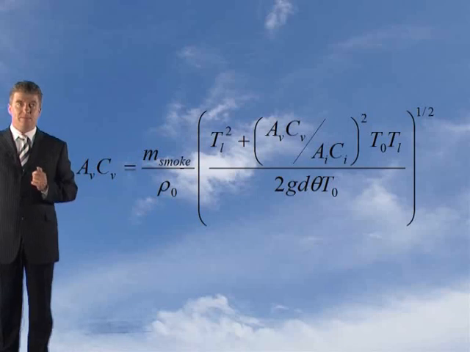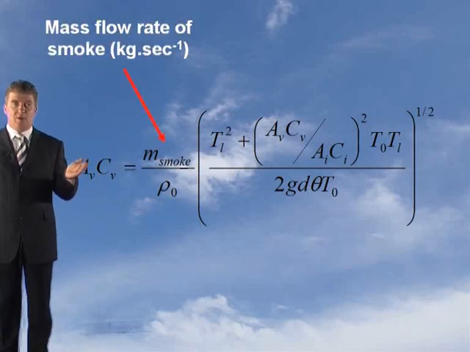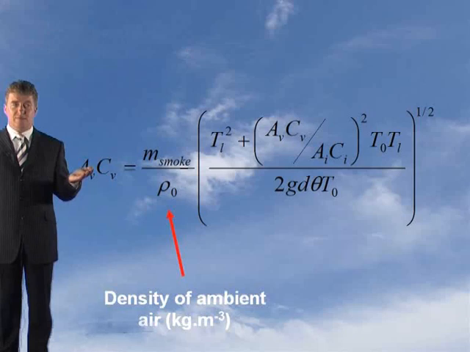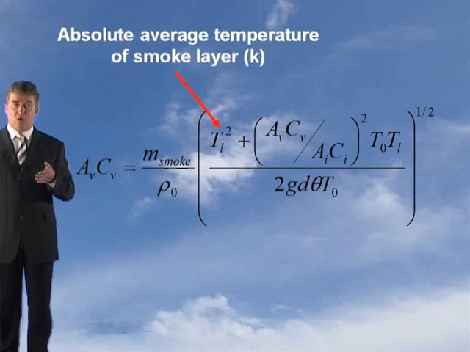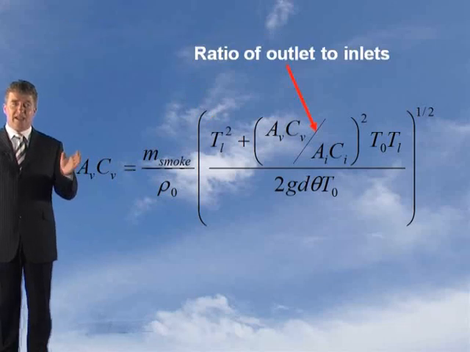Now we know how many reservoirs we're going to get. We need to know what area of ventilation is required in each reservoir. We need to work out the factor called the AvCv factor. And to determine the AvCv factor, in other words, the area of vents in each reservoir, this is the formula to apply here. In this formula, M is your mass flow rate of smoke, you've got your rho, density of ambient air, and your TL is your absolute temperature of the smoke layer. Don't forget your AvCv and AiCi, which is the ratio of outlet to inlet.